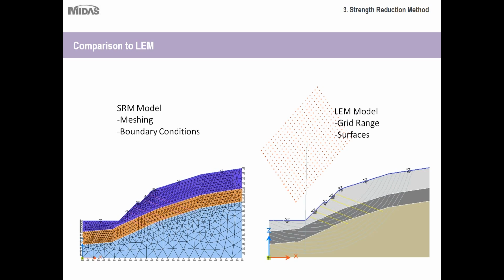Whereas with the limit equilibrium model, what you'd have to do with modern numerical modeling programs is create a grid range here, as you can see, and then also, and it's a bit hard to see because of the color, you'd create a number of arc failure surfaces. So each one of these arc failure surfaces represents a potential slip failure surface for the slope to take when it does fail.